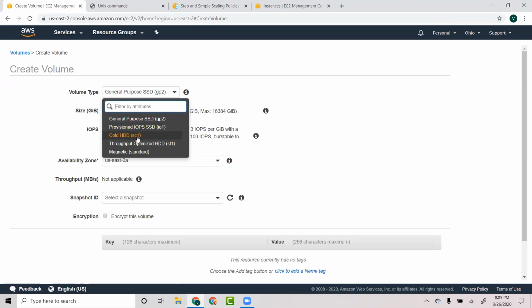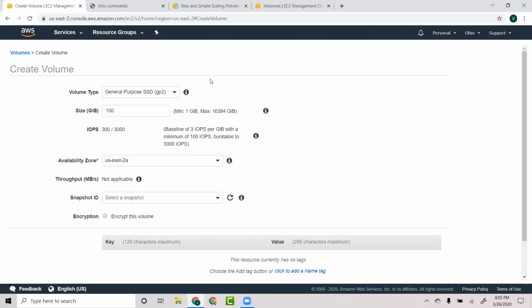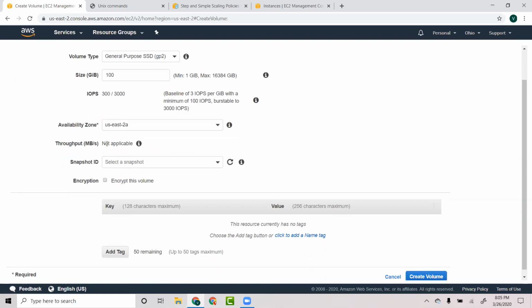And the cold hard disk drive is like a previous generation hard disk drive. Your magnetic ones are all pretty cheap. Throughput optimized is mainly for data warehousing, for special needs. But general purpose is SSD, and provisioned IOPS is expensive, but you'll be able to read write super fast. Well, let's go with the general purpose SSD and 100 gig, no problem. Availability zone US East 2A. I'm creating it.